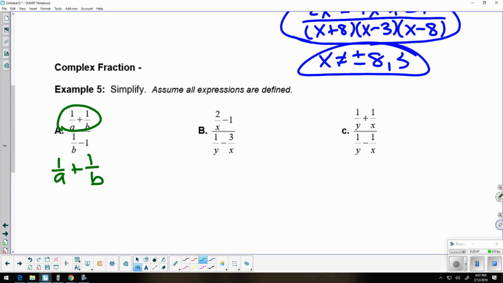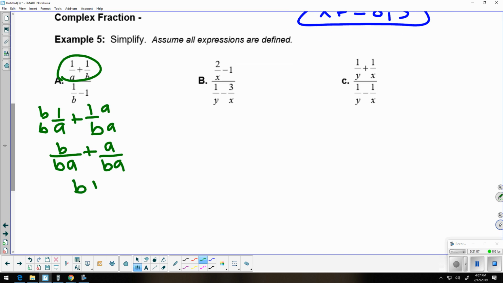So 1 over a plus 1 over b. Well, again, if I want to add 2 fractions, I need a common denominator. So the first one has an a, it doesn't have a b. Second one has a b, doesn't have an a. Okay, so what do we have? We have b over ba, or ab, plus a over ba. Now we have our common denominator. So this would just be b plus a over ba. Okay, there's the first part.